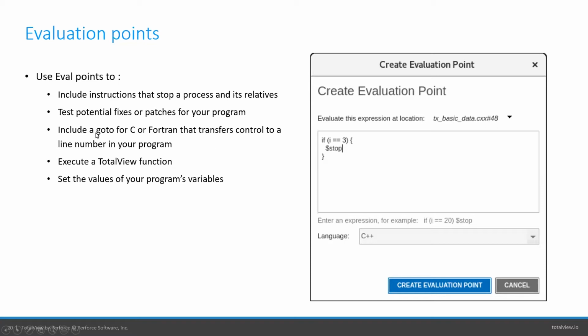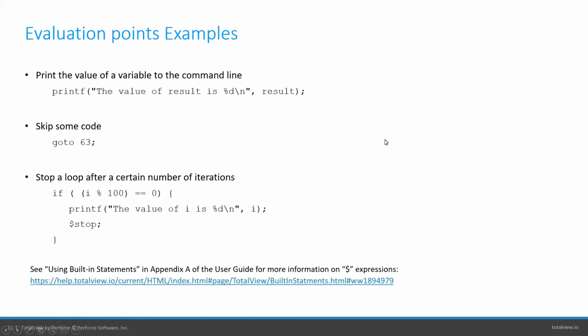There is also, you can put a goto for C or Fortran, and that will skip the whole snippet of code. So you can skip any number of lines that you don't want to execute. That's why I'm saying this allows you to control your application and change its behavior. You can execute a function, any other function as well, and set different values. So examples will be as simple as just putting in a printf. So you can put a printf in your program without needing to recompile, and it will print out the value of interest. You can skip some code, like I said, going to a particular line.